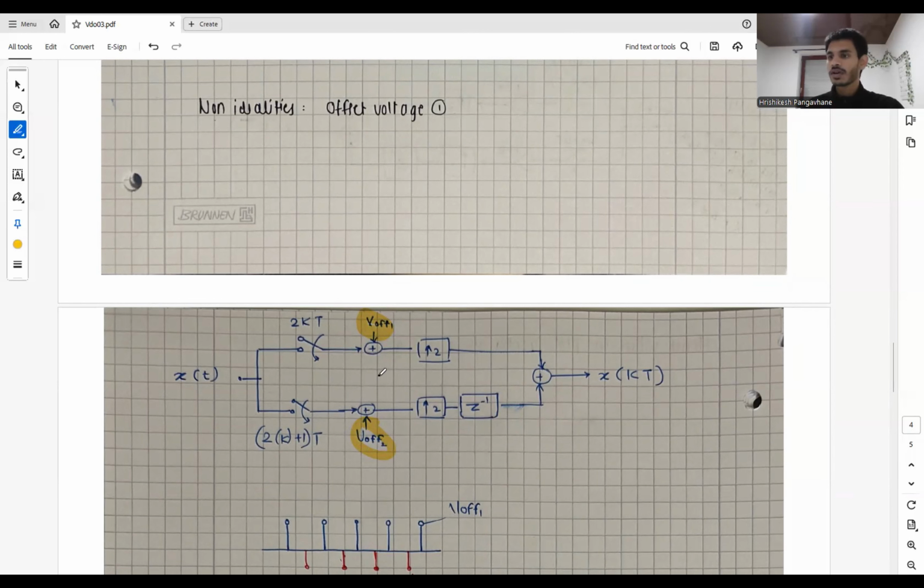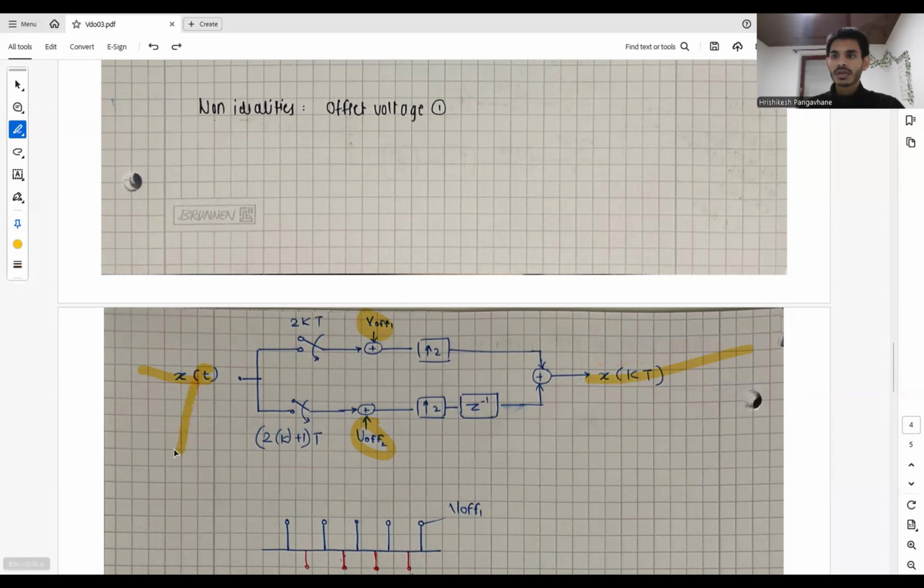So we have our V offset along with our signal, which are coming through these two channels. Basically, we have a system: we have something at the input and something at the output. Now V offset also adds something to the system, so we'll also have something minute at the output, along with our desired output.